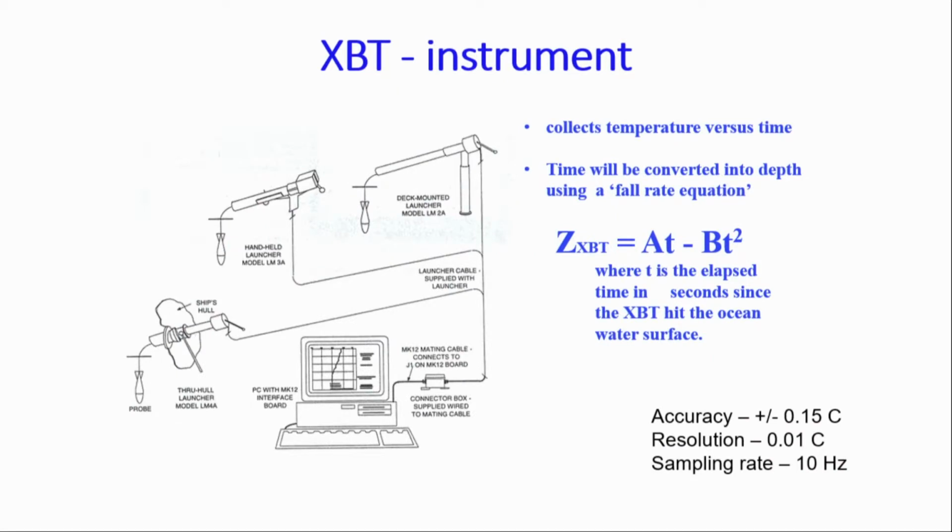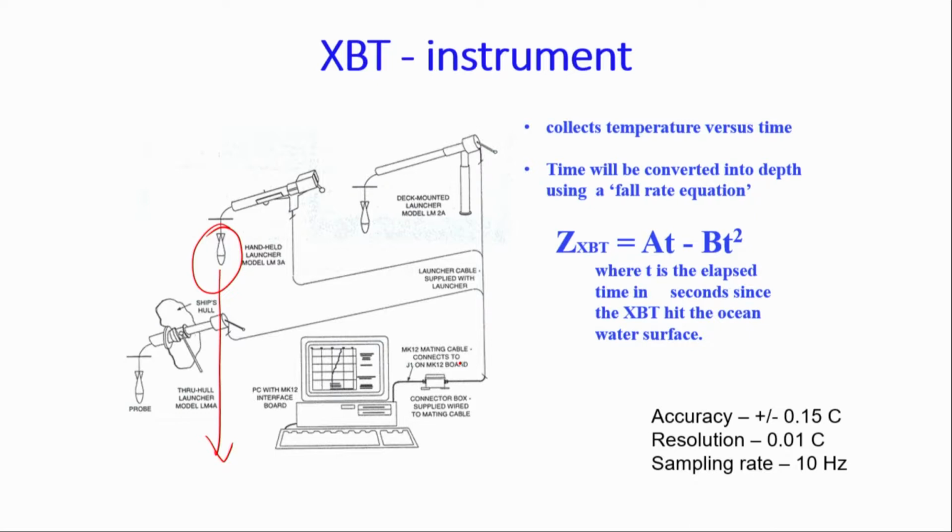This is a typical instrument and how it operates. Basically there is a thermistor probe. The probe is attached to the ship at one of the corners, and once you fire that probe, it will go into the sea, and as it goes, it continuously provides the temperature data to the main motherboard of the ship.